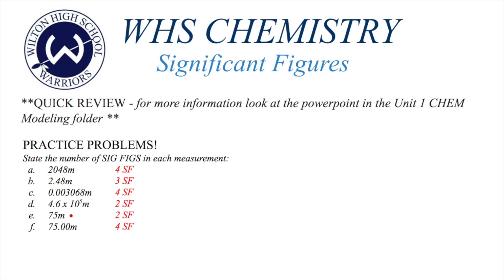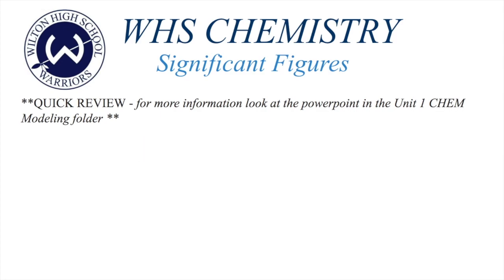E, we have 2 sig figs because they're non-zeros. And then F, we have 4 sig figs because the 7 and the 5 are both sig figs because they're non-zeros, and then both zeros after the decimal place are sig figs because they're adding precision. So now we're going to do some harder sig fig practice problems. So let's get to that.